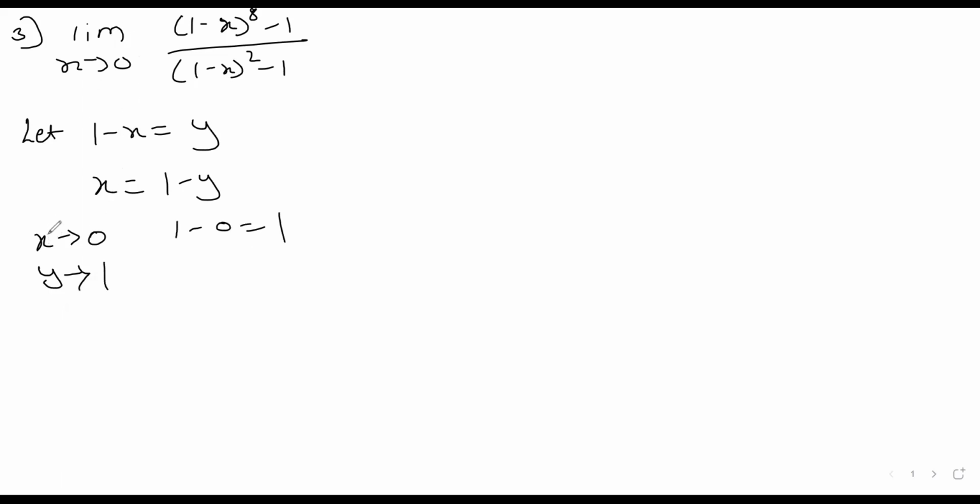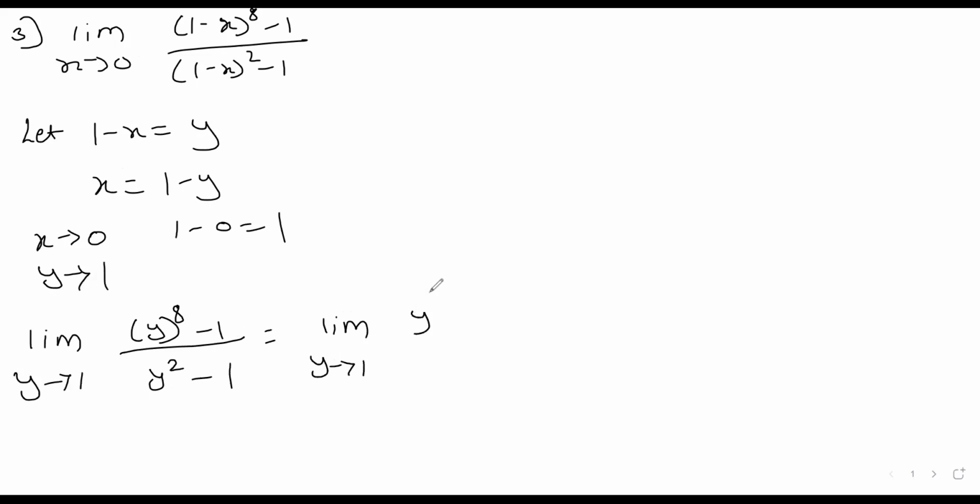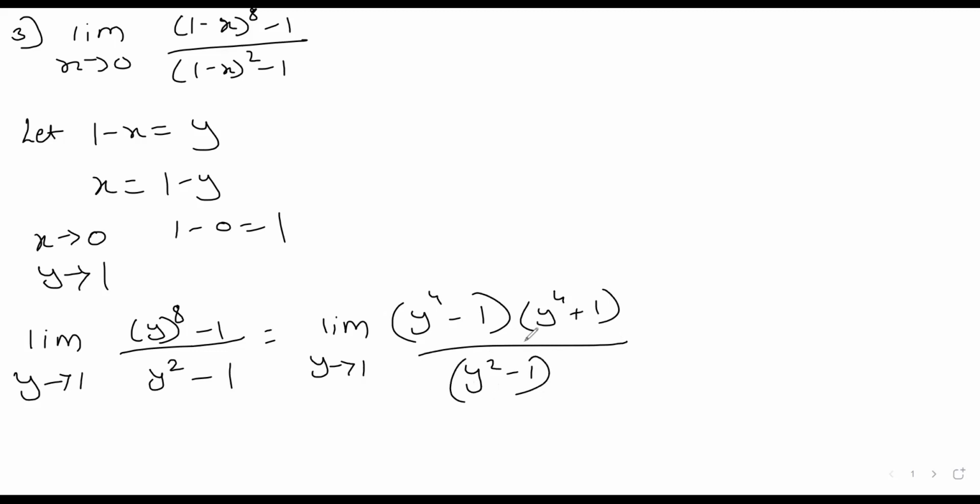Now I will put these values in place of x. So I will say limit y tends to 1, in place of 1 minus x we will write y raised to 8 minus 1 upon y square minus 1. Now see this, y raised to 8. Can we write this as limit y tends to 1, y raised to 4 minus 1, y raised to 4 plus 1? A minus b, a plus b is a square minus b square.